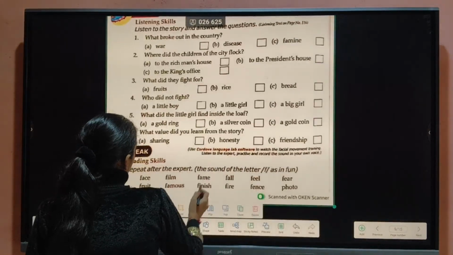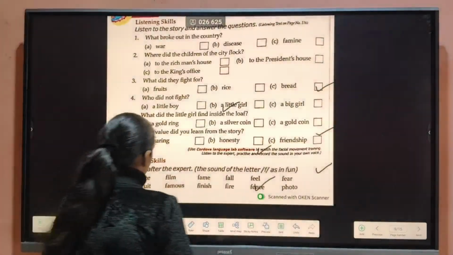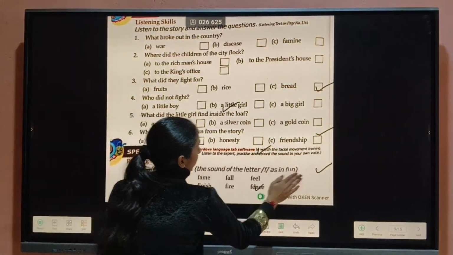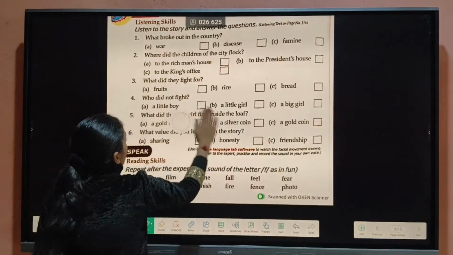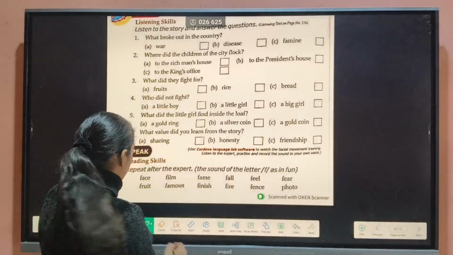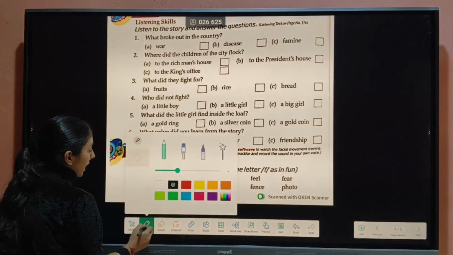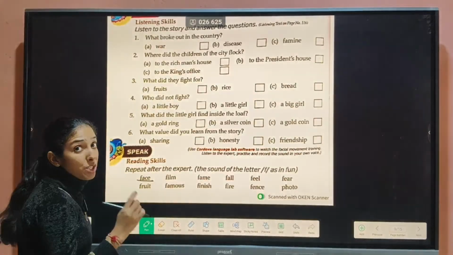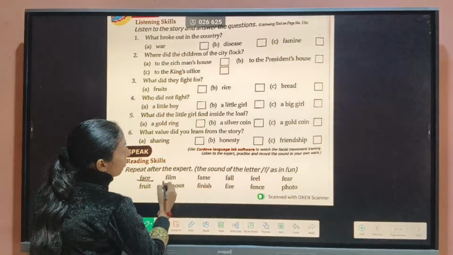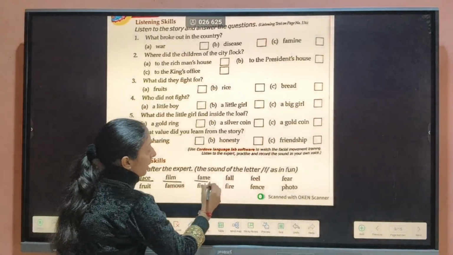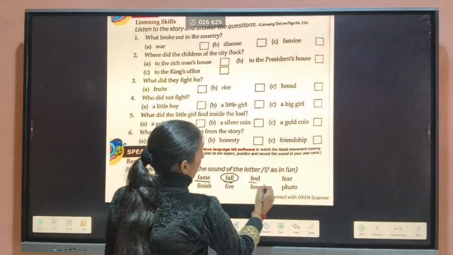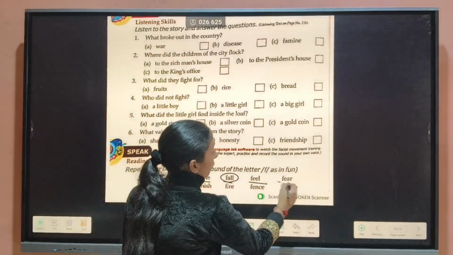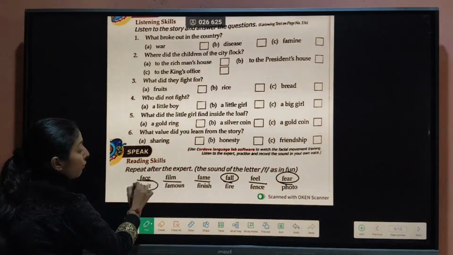Now you have to repeat some words after me. This is the sound of letter F. Fur. Okay. How do you speak letter F? Fur. For example, face. Face. Fur. Face. Film. Fame. Fall. Fee. Fear. Fruit.